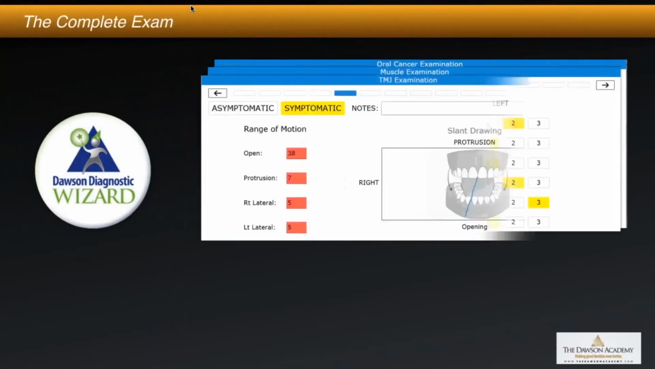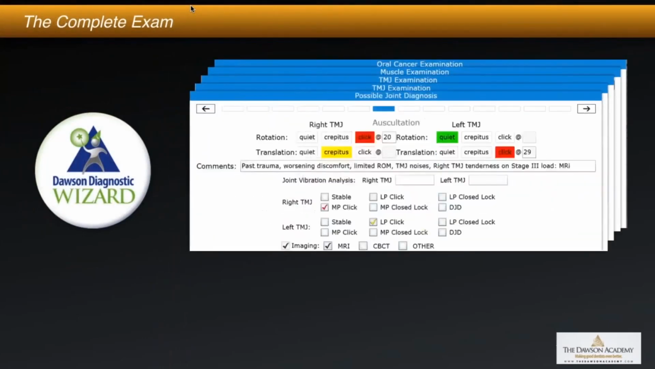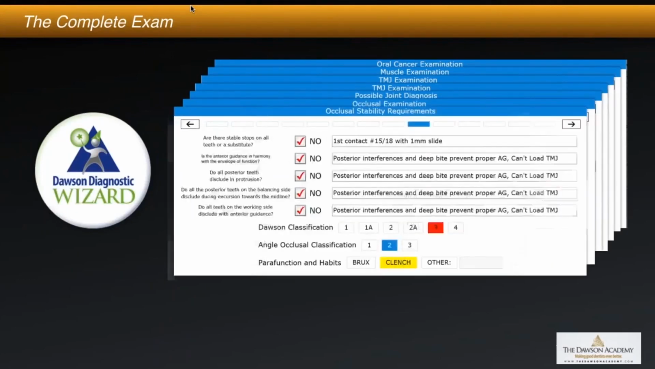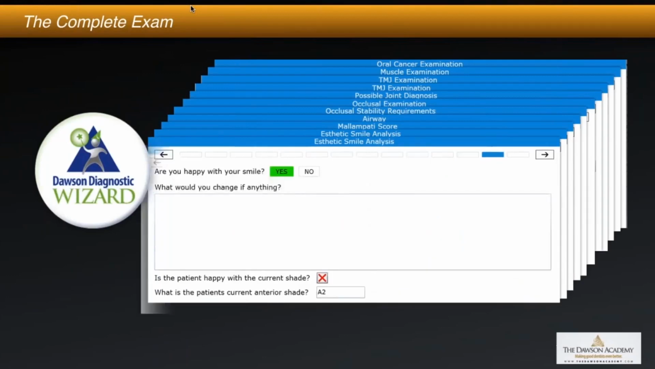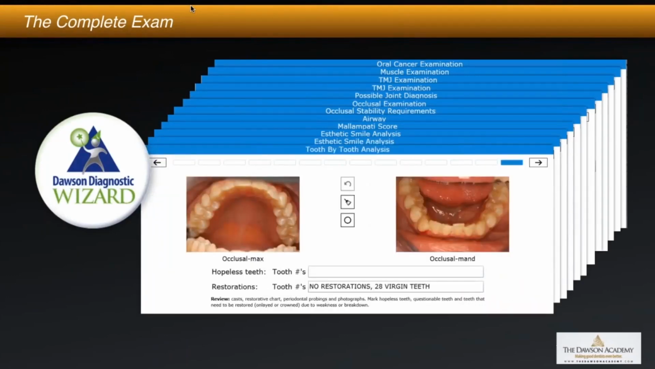We have the Dawson Diagnostic Wizard. We used to do this analog where we just used paper forms. Now we put everything in a digital format. Start to finish, every part of this complete dentistry process is in the Dawson Diagnostic Wizard. It simplifies everything. You can't miss anything from start to end. Wow, it really makes this process so much easier.